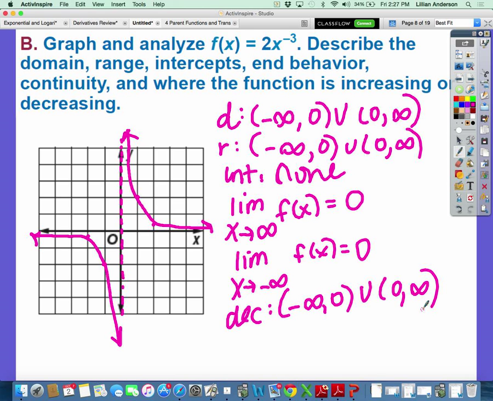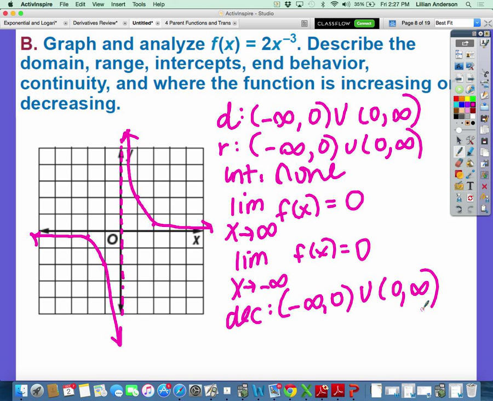Questions? It's decreasing the entire time. If A had been negative, what would have happened? It would have flipped. This one would have been down here. This one would have been up there. So then instead of decreasing the entire time, it would have increased the entire time. Yes.